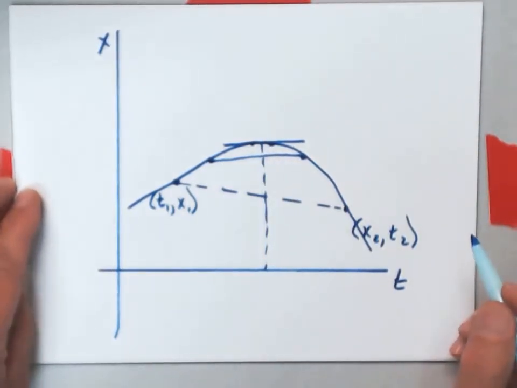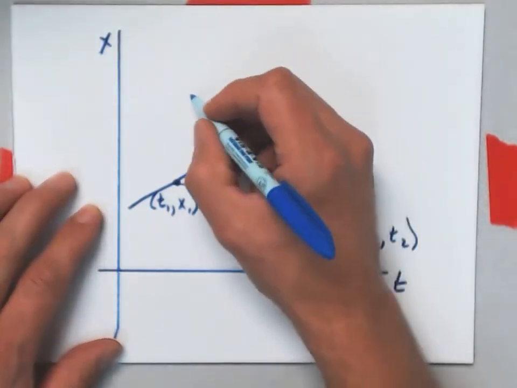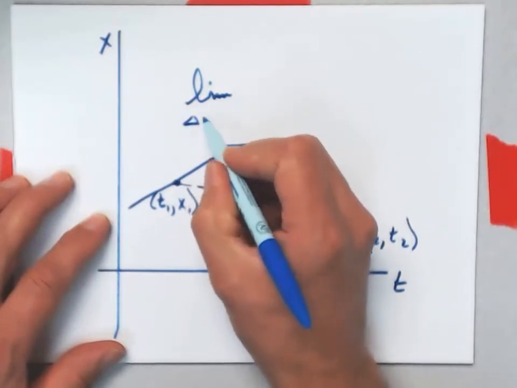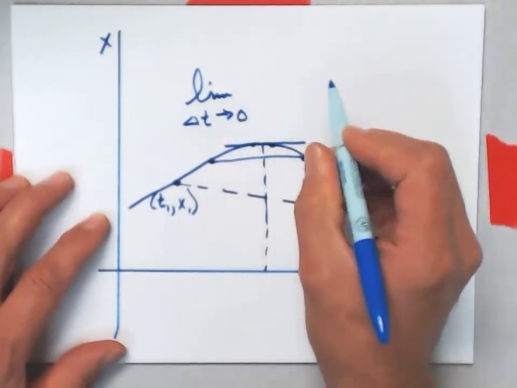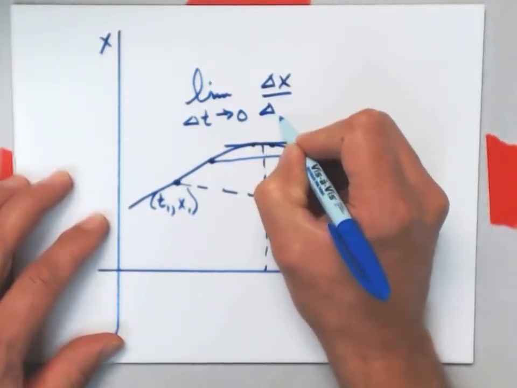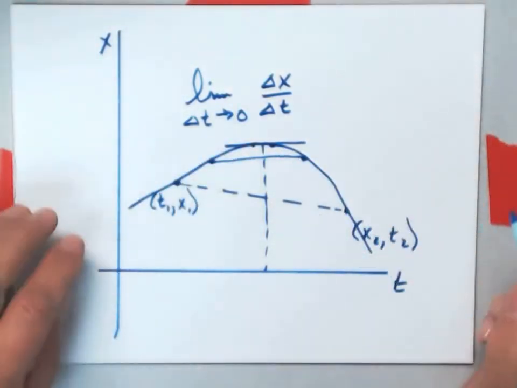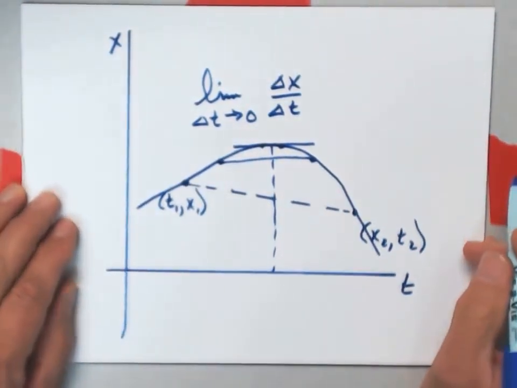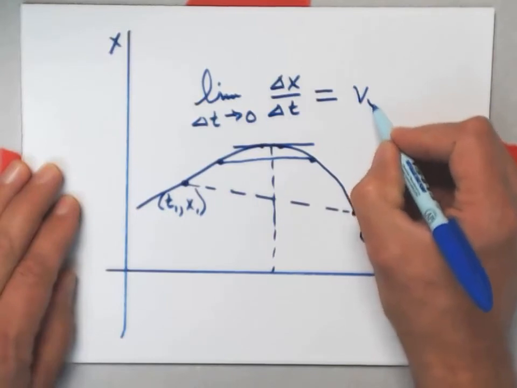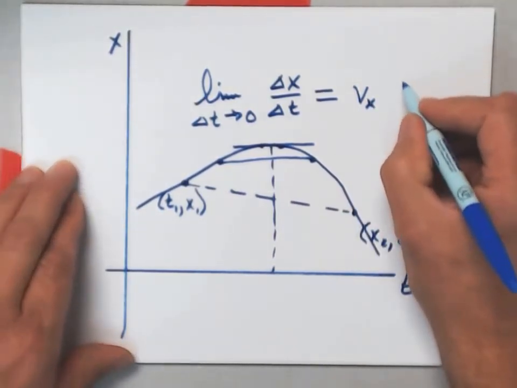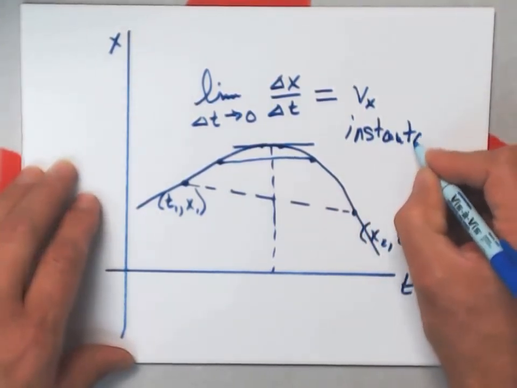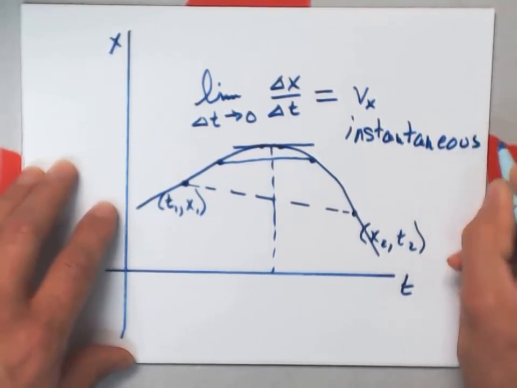This is something you're going to be doing in calculus very shortly, but it's a limit. I'm going to look at the limit as delta t goes to 0 of delta x over delta t. We sneak up on the thing that way, and you're going to learn to do this in calculus this quarter. It's called taking a derivative, and we would call that just plain v sub x, and we'll call it the instantaneous velocity.